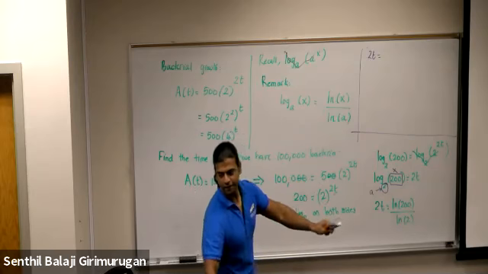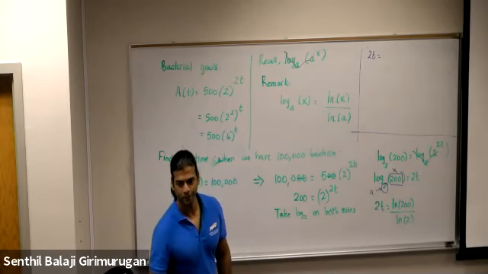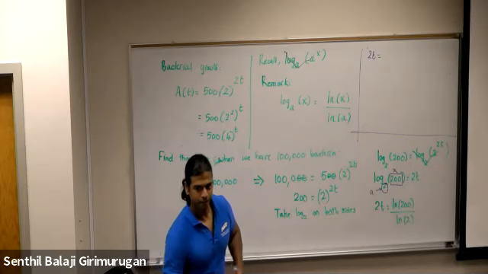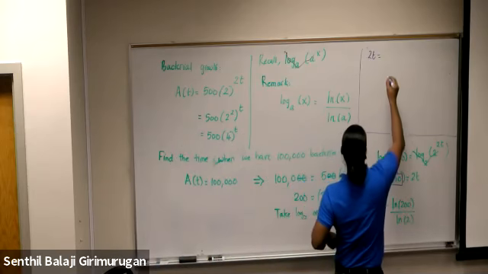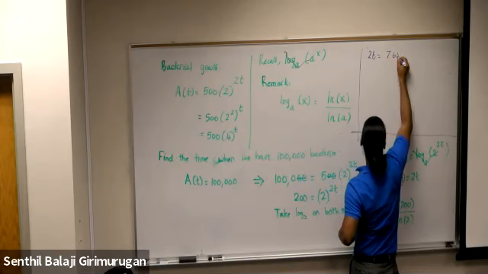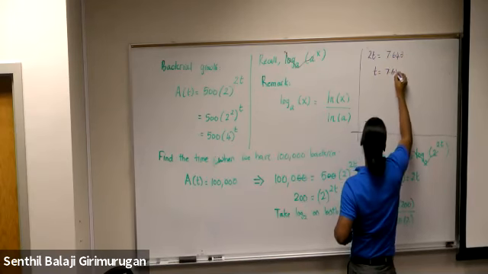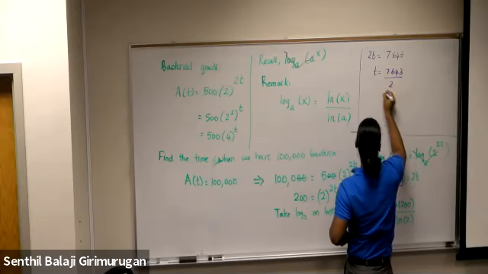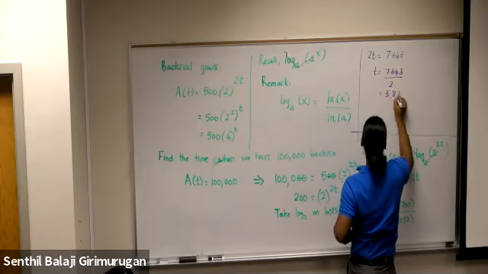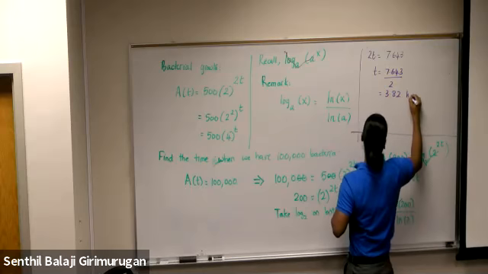ln of 200 divided by ln of 2 is 7.643, and we've simply got to divide that by 2. That would be 3.82. 3.82 hours.